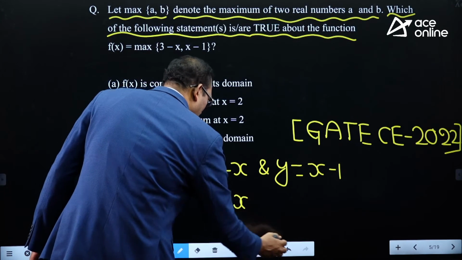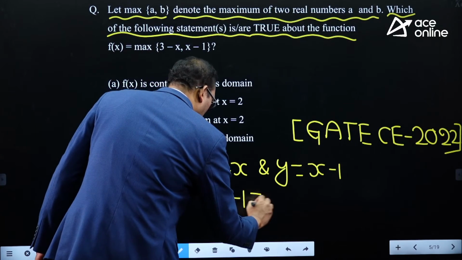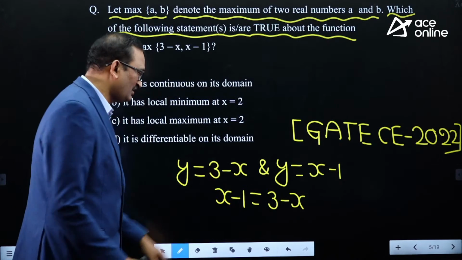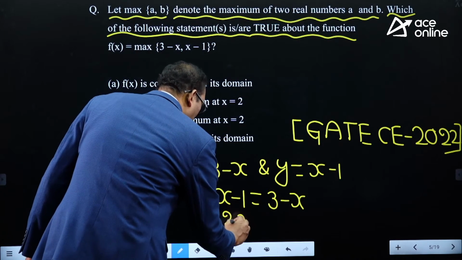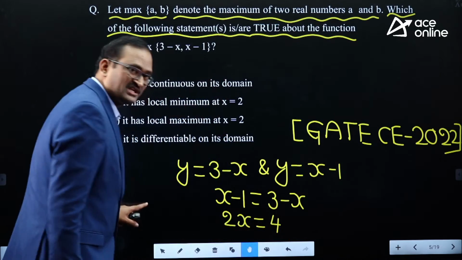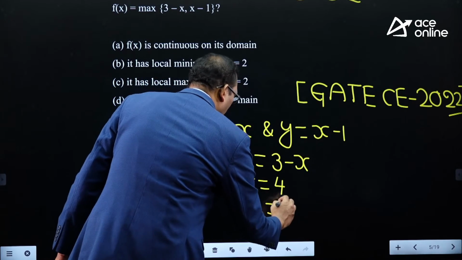So x minus 1 equal to 3 minus x. Minus x will go to the left side, minus 1 will go to the right side, 3 plus 1, 4. So 2x equal to 4, therefore x equal to 2.